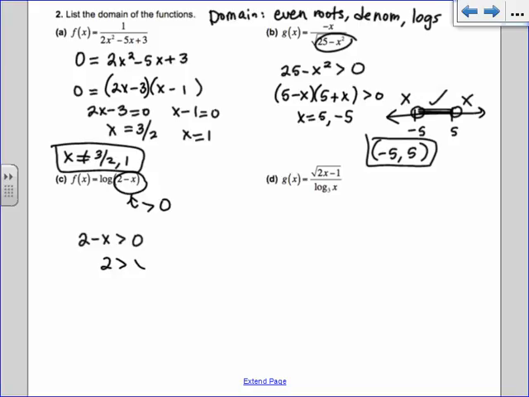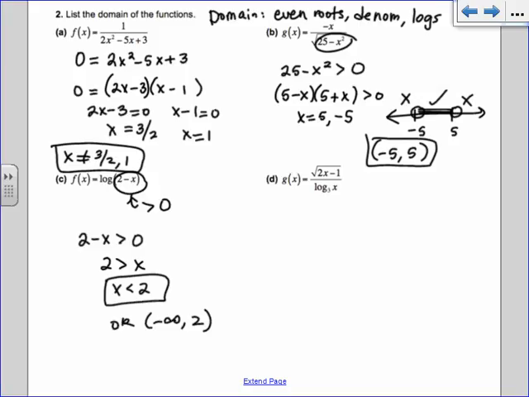So we have 2 is greater than x, which I will typically write as x is less than 2. I don't like the x on the right. I like the x on the left. All right, so you can leave it like that, or you could write it as -infinity to 2, for instance. Either way. So I'm not really particular about how you're writing it.